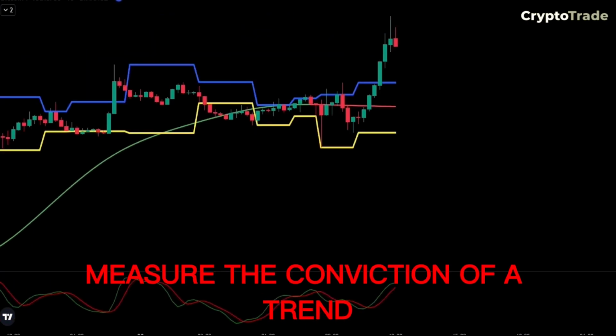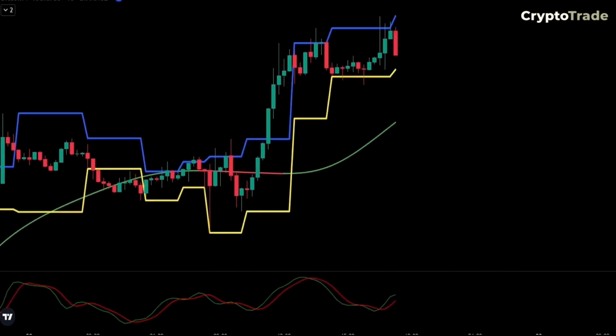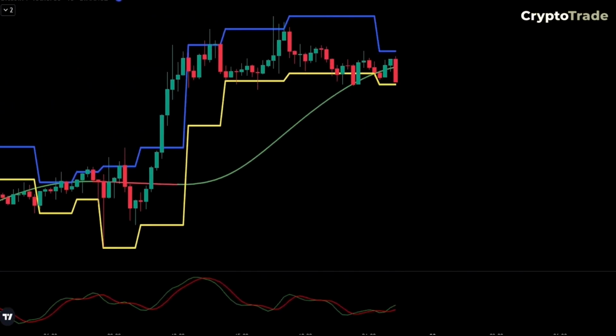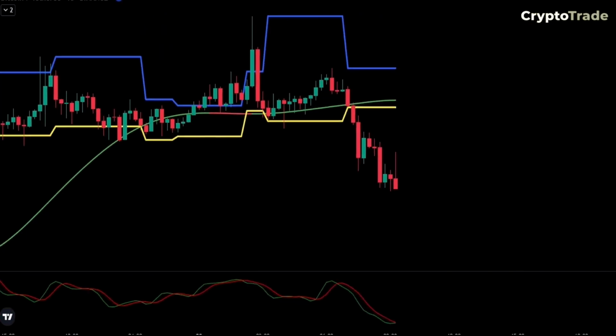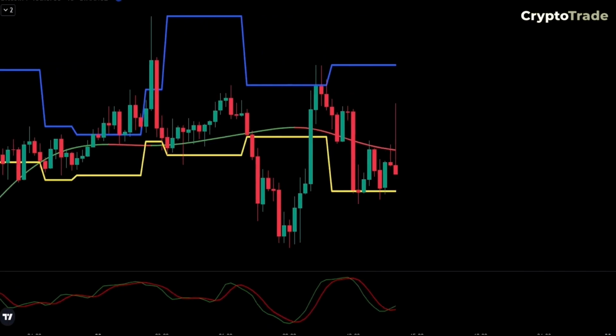Lastly is the Relative Vigor Index, RVI, which is a technical analysis indicator that is used to measure the conviction of a trend. The RVI indicator compares the magnitude of recent gains to recent losses in an attempt to determine whether an asset is trending or not. So why should you consider using these indicators to transform your trading?